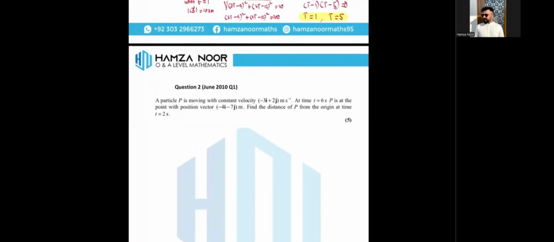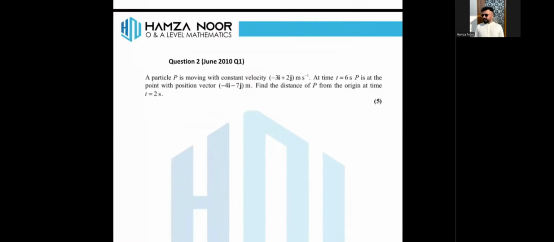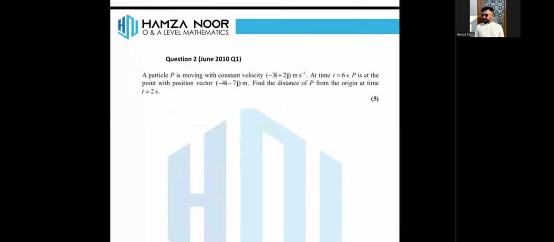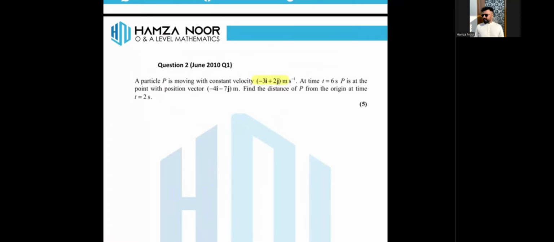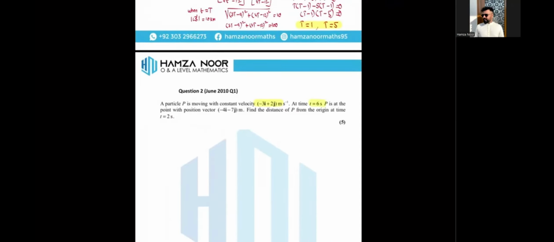This question is June 2010, question number 1. The question says that a particle P is moving with constant velocity minus 3i plus 2j meters per second. At time t equals 6 seconds, the particle P is at the point with position vector minus 4i minus 7j meters. We need to find the distance of the particle from the origin at time t equals 2 seconds.